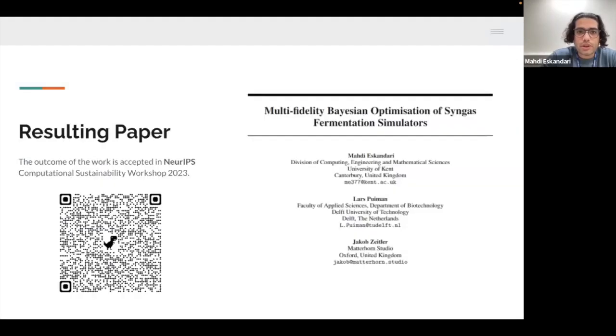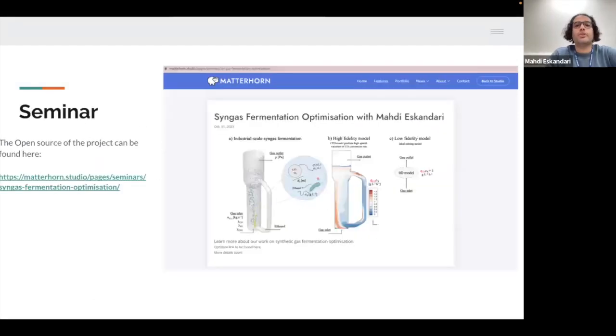In order for Lars and others to use the project, they can simply log into Matterhorn Studio and make their own project, choose the MFBO, provide their inputs, click on run, and wait for the next point that we are going to recommend to them. Then they can go to the laboratory, do the experiment, come back, add the number here, and wait for another iteration in order to get a better result.